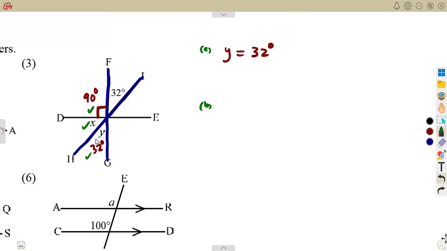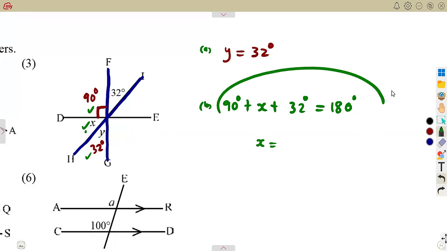So you're going to add the x, or everything that you are given there, 90 degrees, the x, and y, which is 32 degrees. Remember, y is 32 degrees. We add everything. This is supposed to be equal to 180 degrees. Angles on a straight line. Just like that. So you can simply solve your x in this case. If you want to add these two, it's up to you.